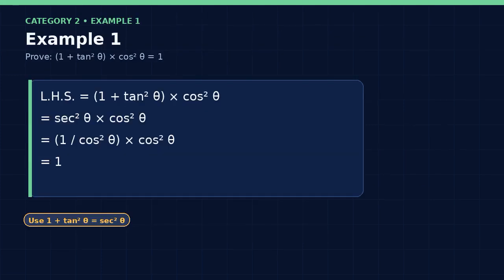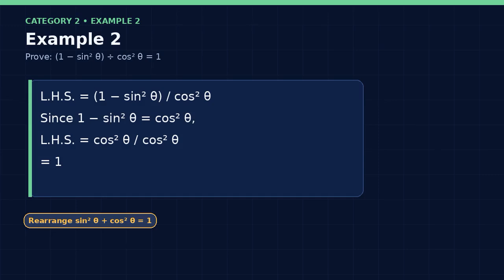Example 1. Prove that 1 plus tangent squared theta multiplied by cosine squared theta equals 1. Start with the left-hand side. Replace 1 plus tangent squared theta with secant squared theta. Now, secant squared theta multiplied by cosine squared theta equals 1 over cosine squared theta multiplied by cosine squared theta, which is 1. The identity is proved.